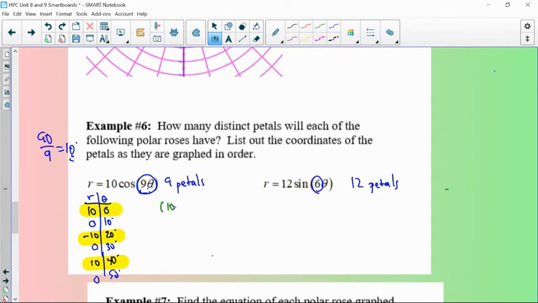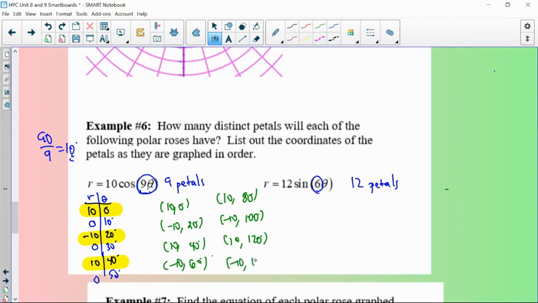The radius would be 10 at 0 degrees, then negative 10 at 20 degrees, then positive 10 at 40 degrees, and then negative 10 at 60 degrees. Again, because I know it's double increments of 10, then it's positive 10 at 80 degrees, negative 10 at 100 degrees, positive 10 at 120 degrees, negative 10 at 140 degrees, and then positive 10 at 160. Now, that's 9 petals. If I accidentally do one more petal and say negative 10, 180, because I'm just following the pattern, notice negative 10, 180 is the same as 10, 0. So I know that there would be 9 distinct petals.